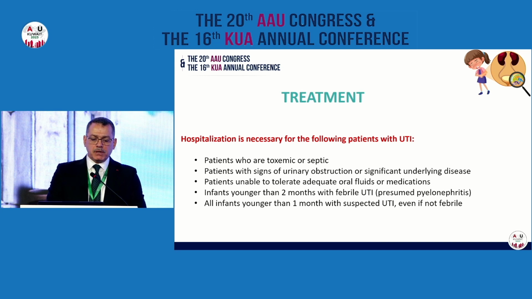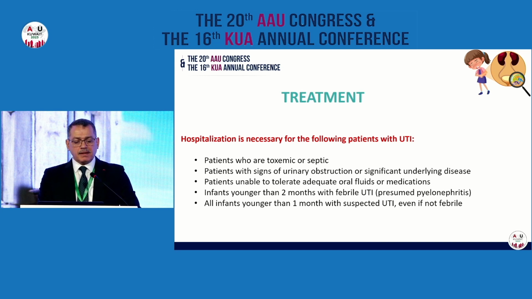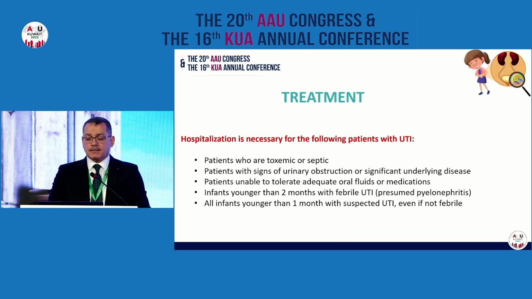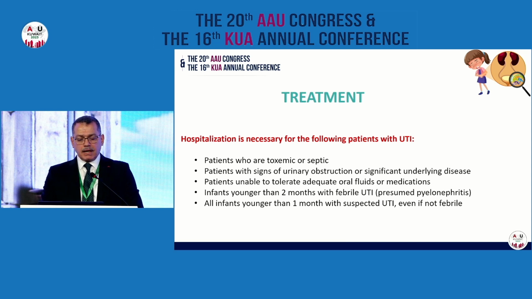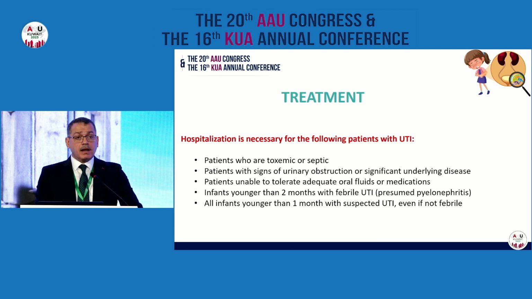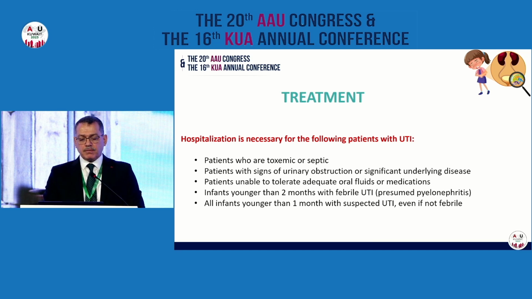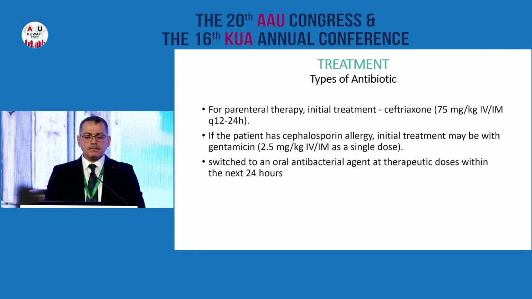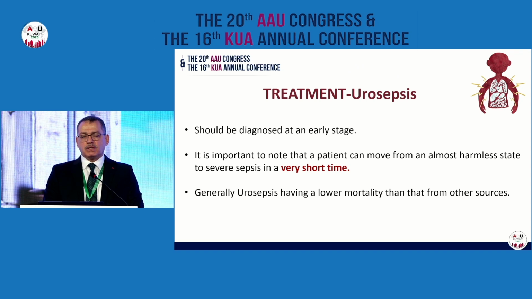It's indicated for those patients who are toxic or septic, patients with signs of urinary obstruction or significant underlying disease, patients unable to tolerate adequate oral fluid or medications, infants younger than 2 months with a febrile UTI, and finally, all patients younger than 1 month with suspected UTI, even if not febrile. The antibiotic chosen is usually a 3rd generation cephalosporin, but in case there is any sensitivity, we can change to an aminoglycoside like gentamicin if the renal function is normal.